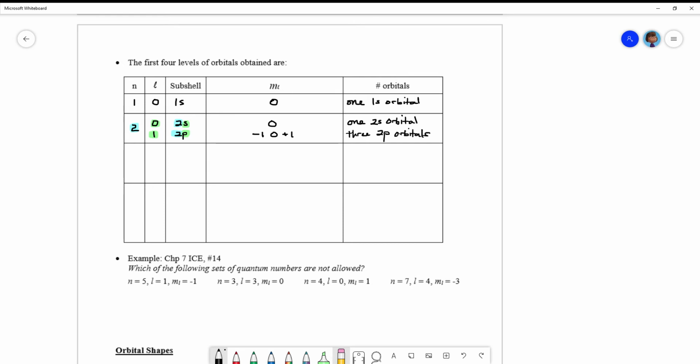Okay. Now, when n is equal to 3, well, the values of L that are allowed for n equals 3 are 0, 1, and 2.